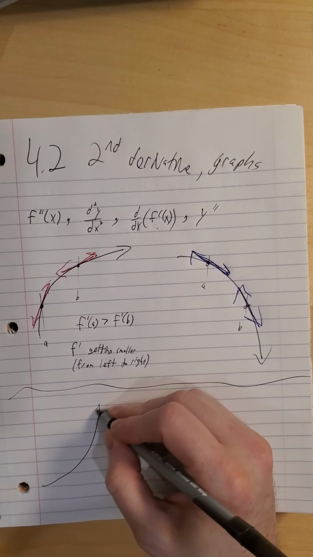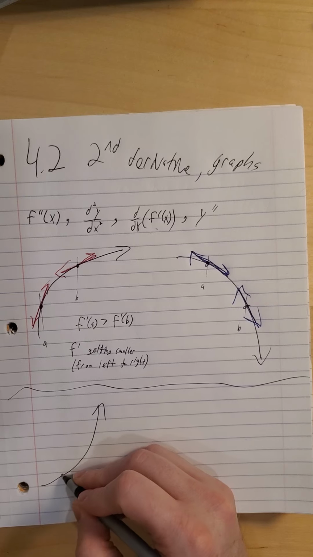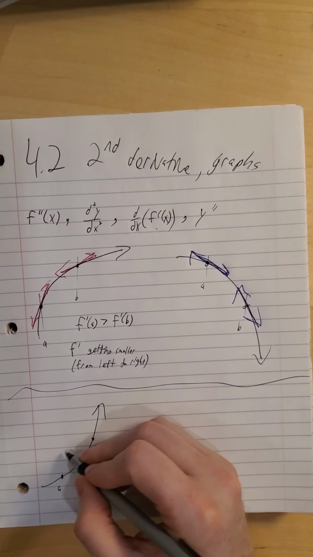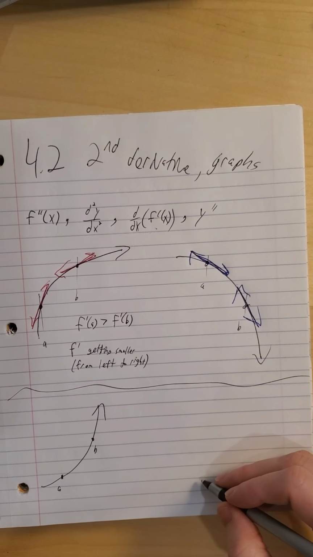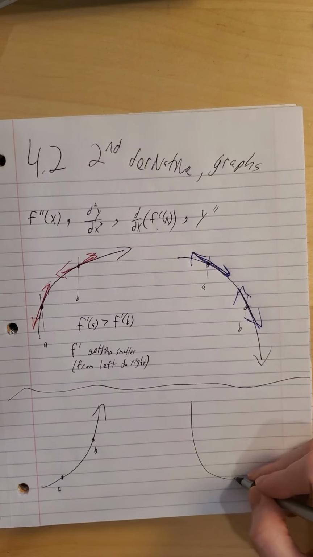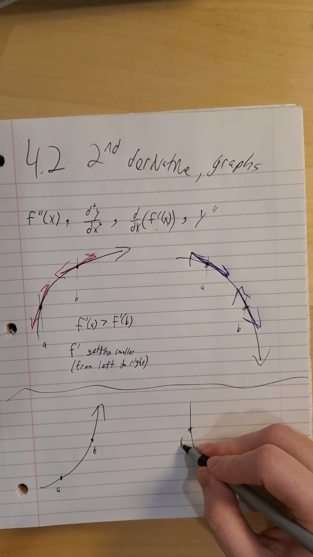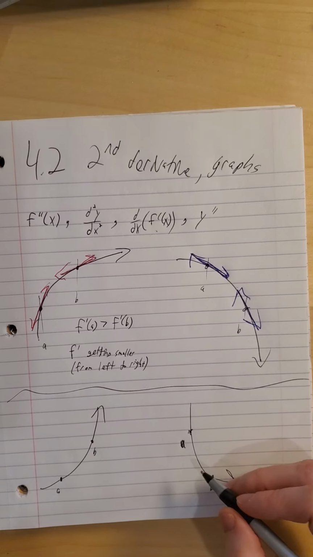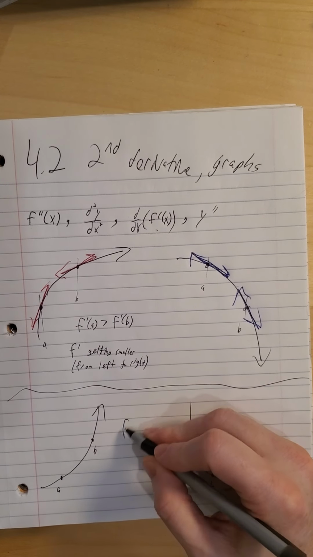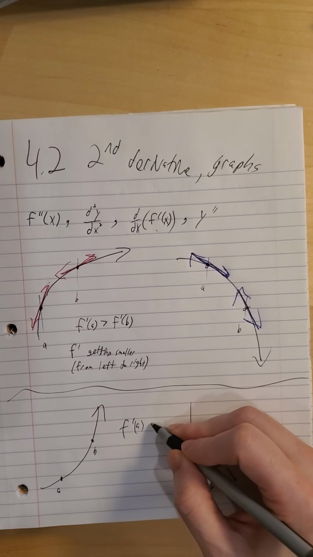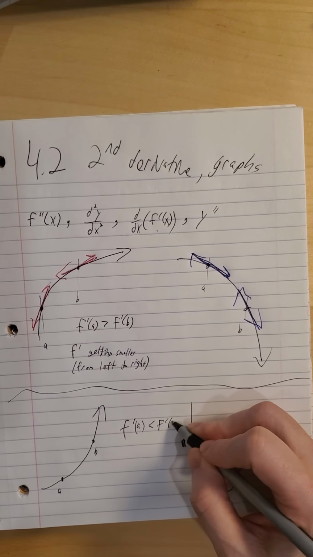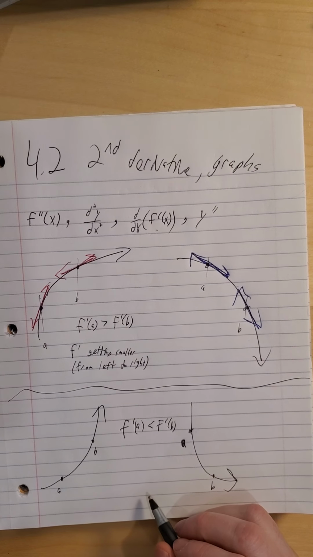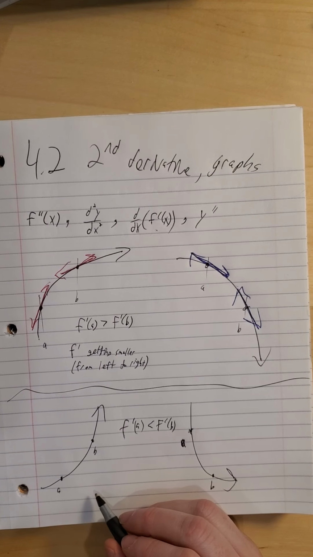And if we flip those upside down, we get kind of the opposite thing happening. So on this one or this one, we'll still let A be the point on the left, B be the point on the right. On both of these, f prime of A would be less than f prime of B. So the derivative here is getting larger as we move from left to right.